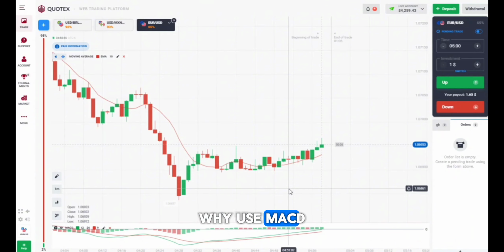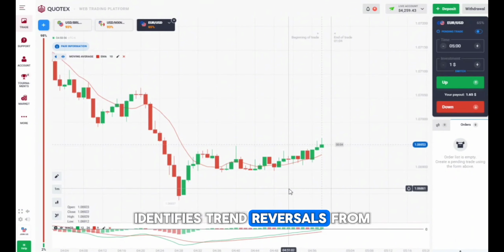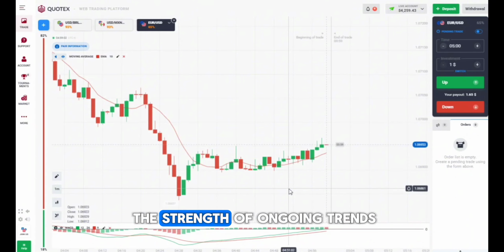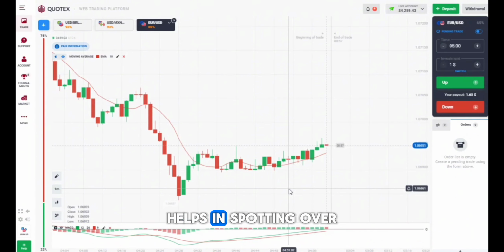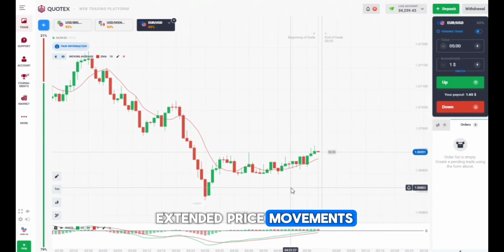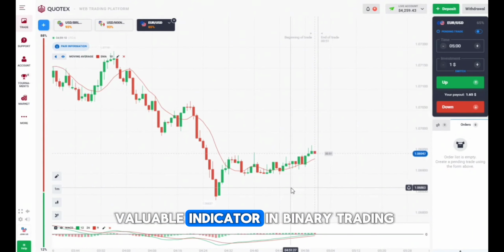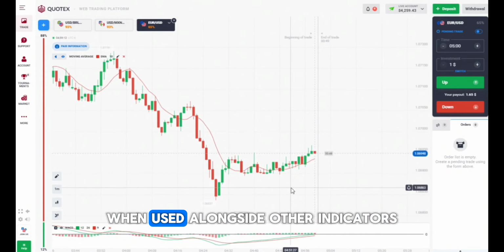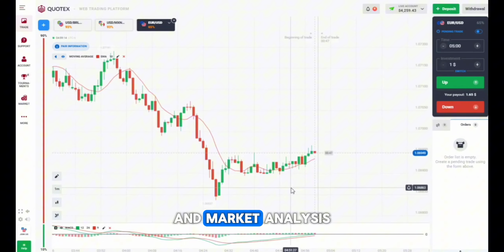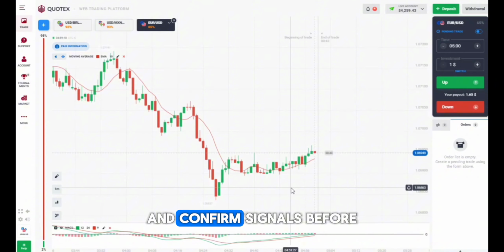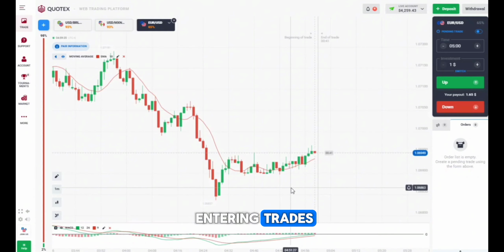Why use MACD? Identifies trend reversals from bullish to bearish and vice versa. Confirms the strength of ongoing trends. Helps in spotting overextended price movements that may lead to reversals. The MACD is a valuable indicator in binary trading when used alongside other indicators and market analysis. Always practice proper risk management and confirm signals before entering trades.